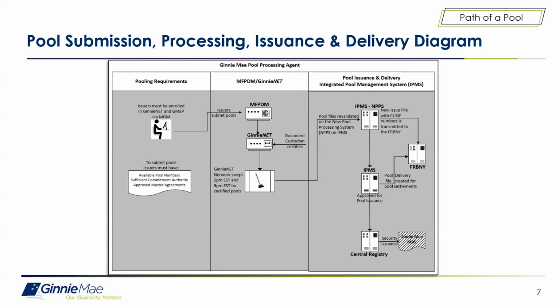The issuer submits, the custodian certifies, we download at 2 o'clock, run the GenMA edits again, and then it goes through certain things, and information goes to the Fed, all those CUSIP information goes to the Fed, and all the necessary information is stored on the GenMA central registry. Next slide, please.